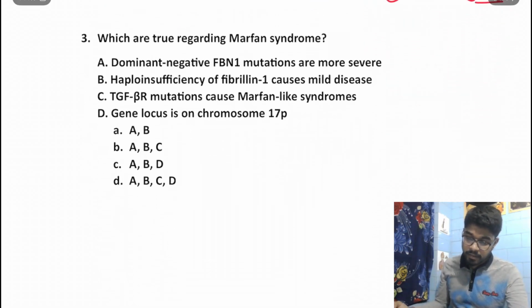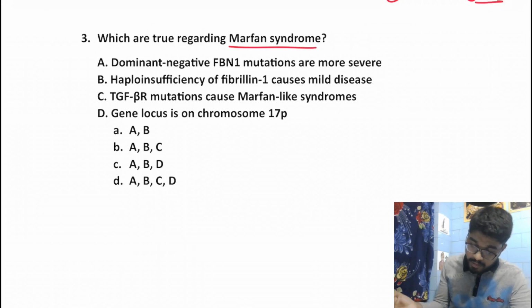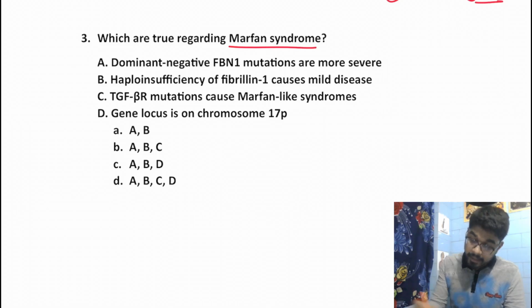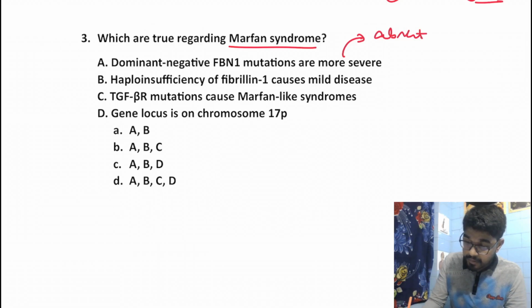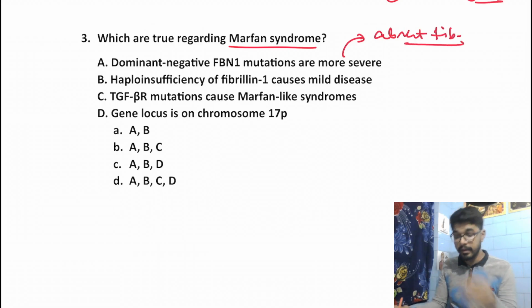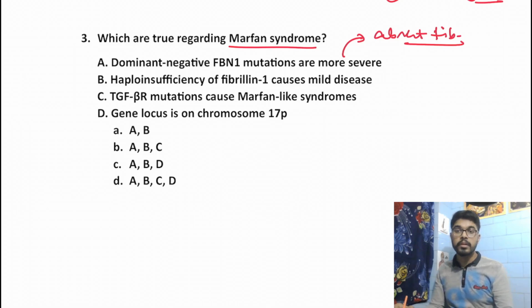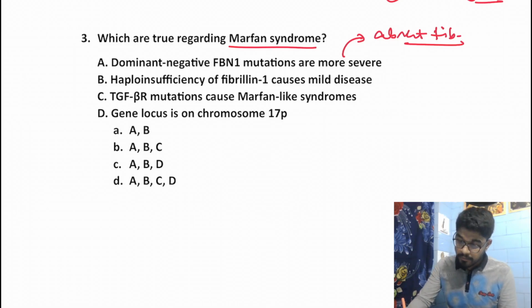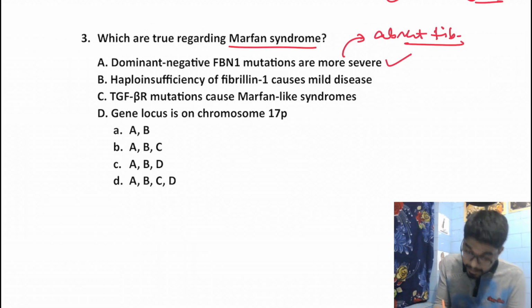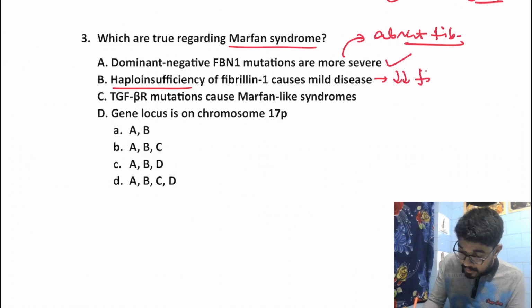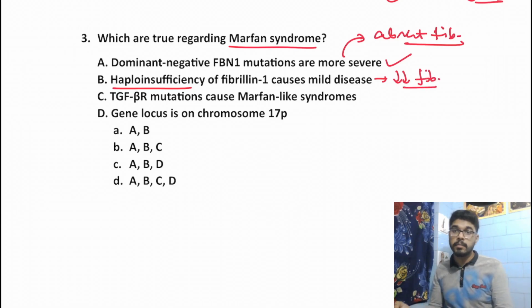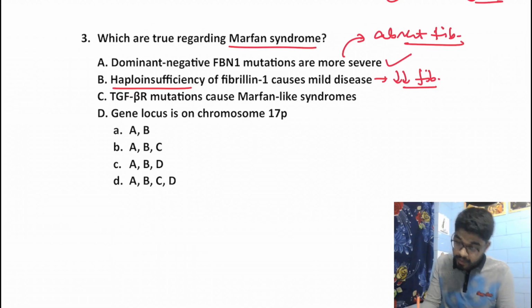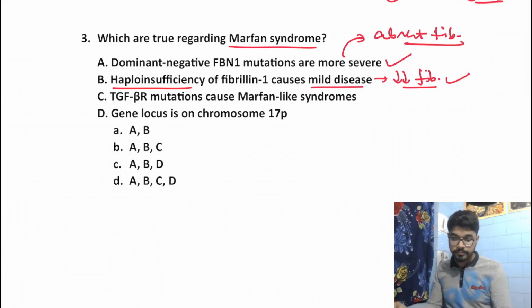Which are true regarding Marfan syndrome? Dominant negative FBN1 mutations are more severe. In dominant negative FBN1 mutation, there is complete absence of fibrillin, right? Of course, if the fibrillin protein is completely absent, the severity will be very much high. Whereas in haploinsufficiency, there is decreased fibrillin. Some amount of fibrillin is still left, so we would get mild disease. That's also a true statement.